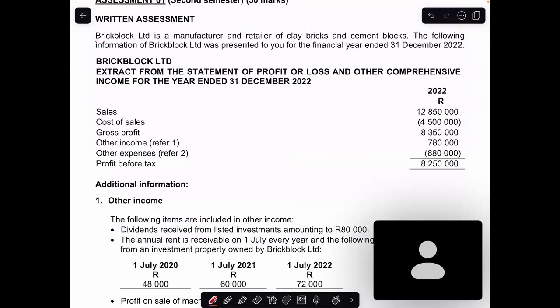They are saying to us, Brick Block Ltd is a manufacturer and retailer of clay bricks and cement blocks. The following information of Brick Block was presented to you for the financial year ended 31 December 2022. Statement of profit and loss and other comprehensive income. We're given sales up to profit before tax. Our departure point, good people, is profit before tax. So we want this amount first.